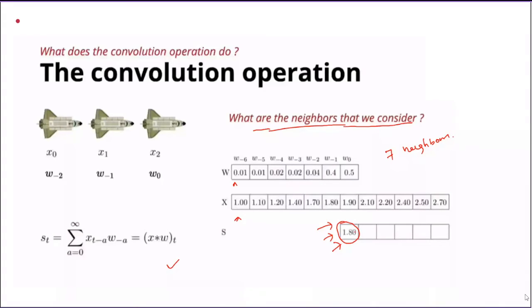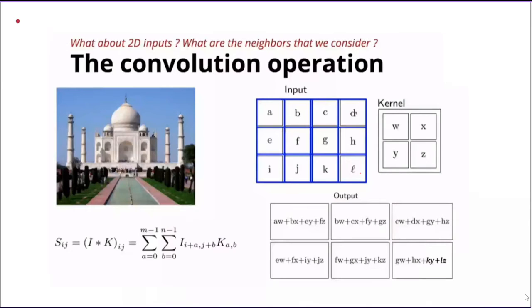So what happens if you are dealing with a two-dimensional array? Normally we have a kernel, and here the kernel is of size 2 cross 2, and we have an input image of size 3 cross 3. This kernel will slide over the input image and produce this output. This operation is what we call convolution.